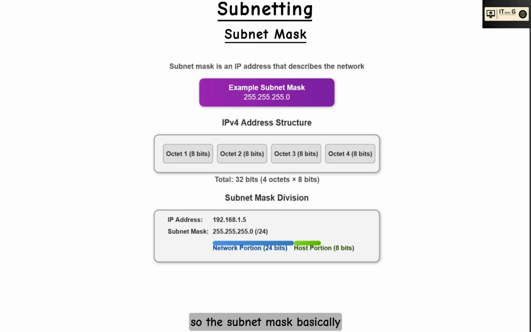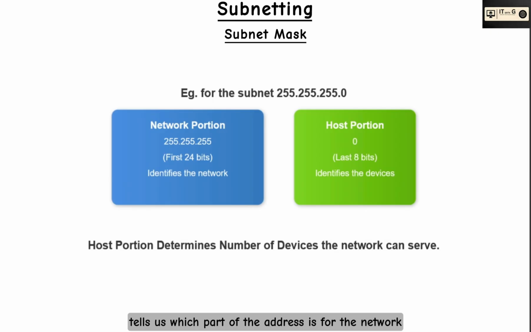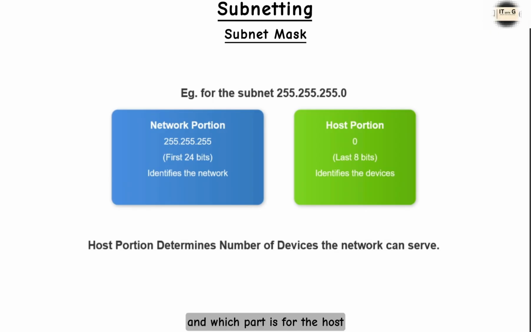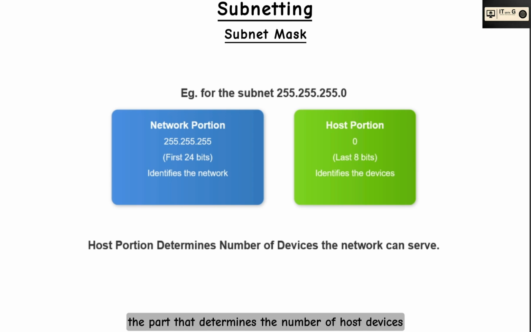So the subnet mask basically tells us which part of the address is for the network and which part is for the host. The part which is for the host is basically the part that determines the number of host devices that can be connected to the network.